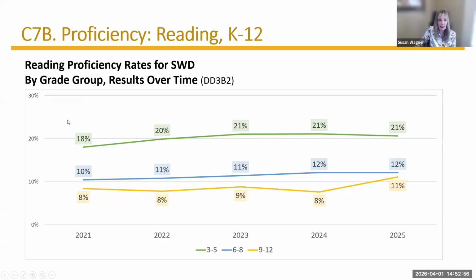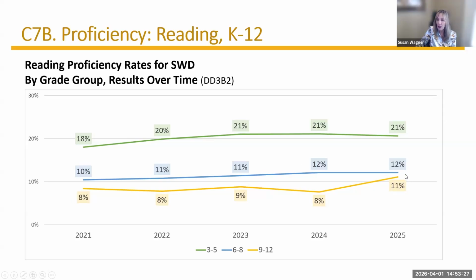So this is reading over time. The green line is grades 3 to 5. So we can see in spring 21, 18%. Since then, it's been pretty flat, right around 21% proficiency rate for reading. For grades 6 to 8, it has gone up a little bit from 10 to 12%, but nothing to write home about. And grades 9 through 12 for reading has gone from 8% to 11% most recently.